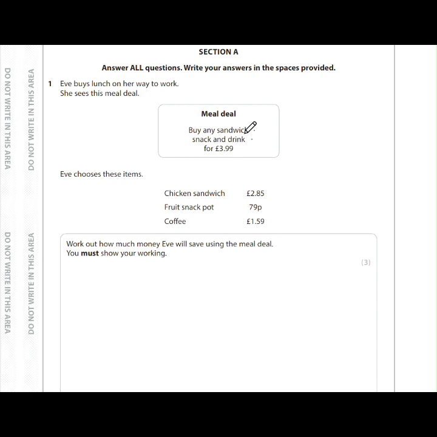So what we're going to do is work out the sum. We're going to add these up and take away the $3.99 and see how much money she saves. So to add these up, we'll write them as pounds and pence. So the 79p is written like that, and we have £1.59.